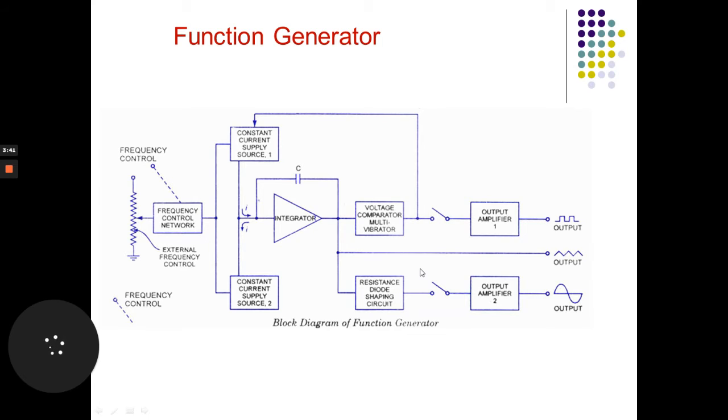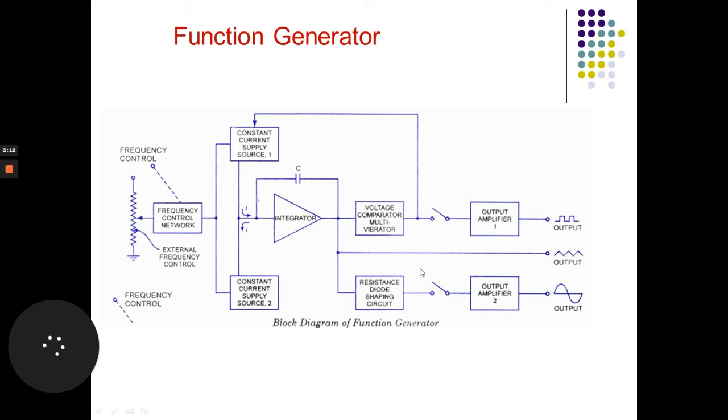The upper current source supplies a constant current to the integrator. The output voltage of the integrator increases linearly with time. So if the current charging the capacitor increases or decreases, the slope of the output voltage increases or decreases as per the desired threshold. Hence, this controls the frequency.